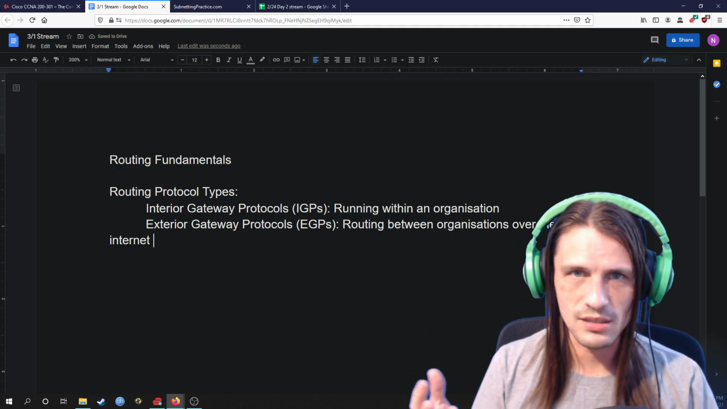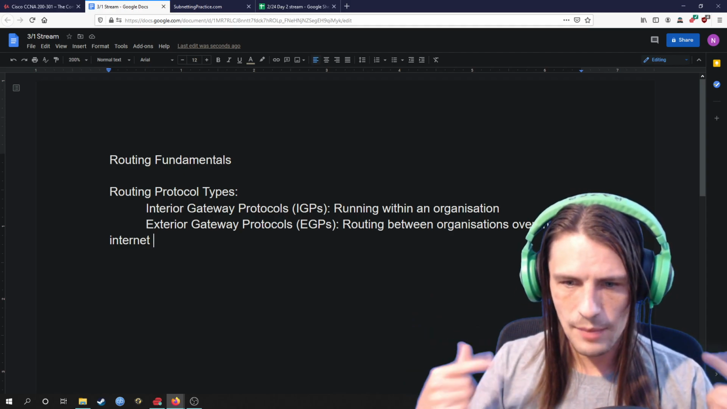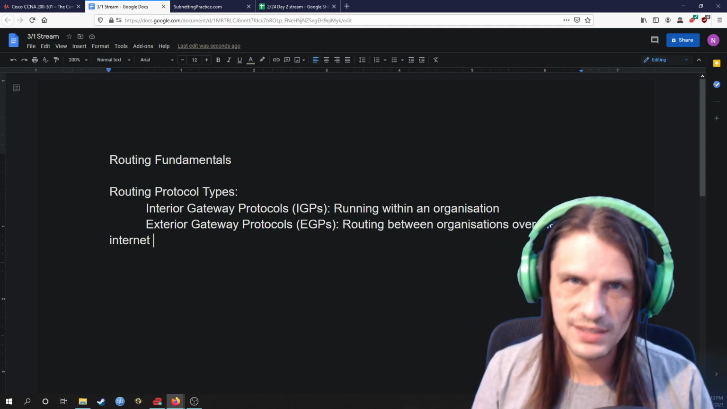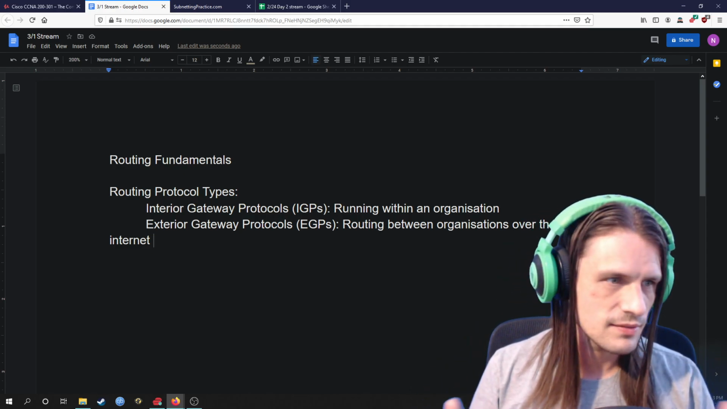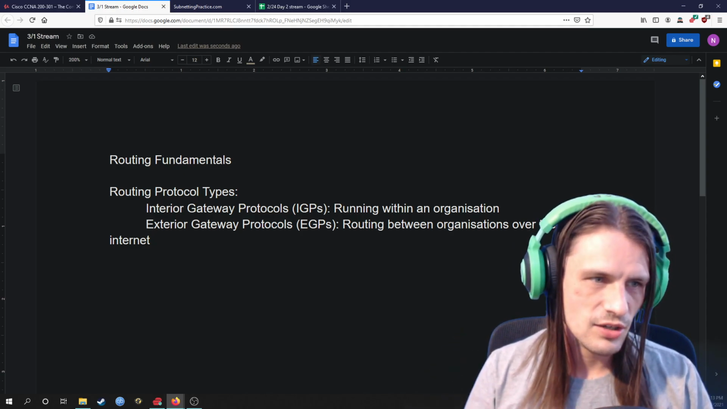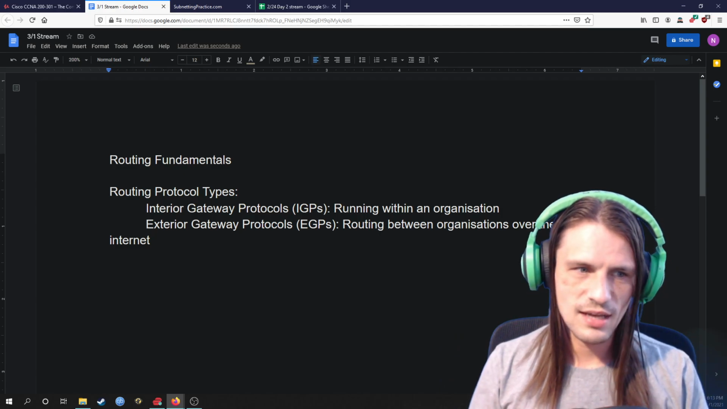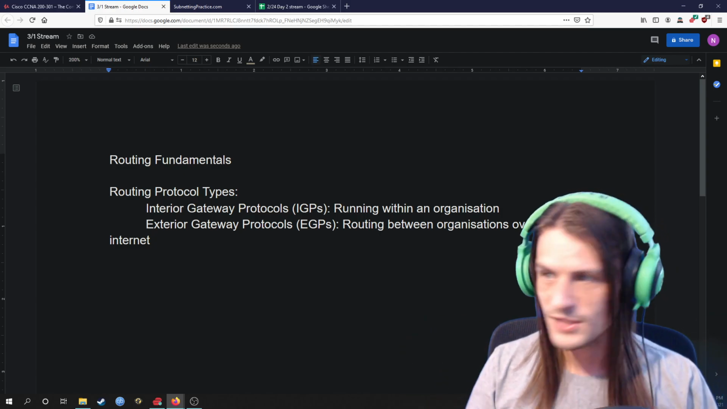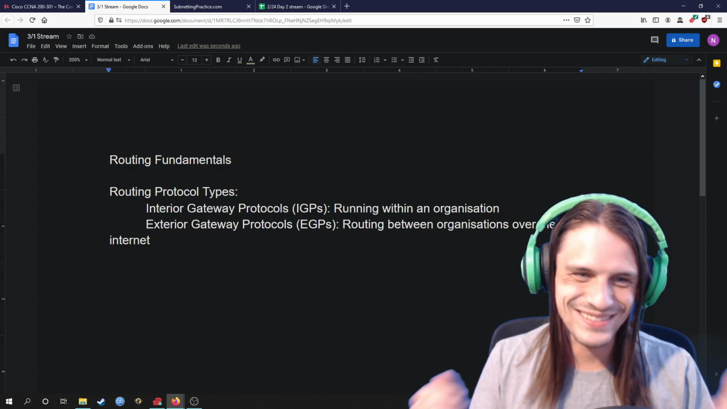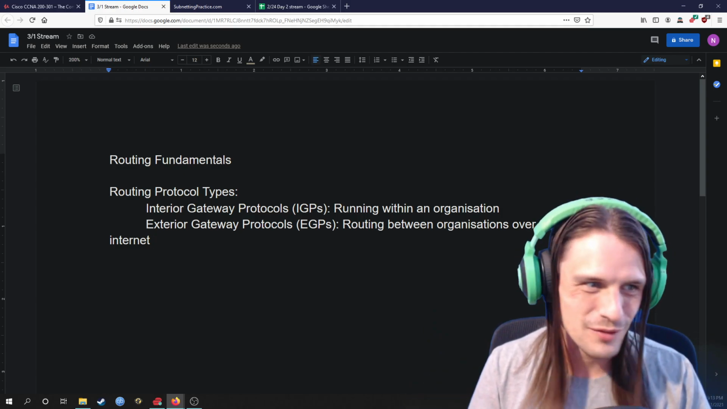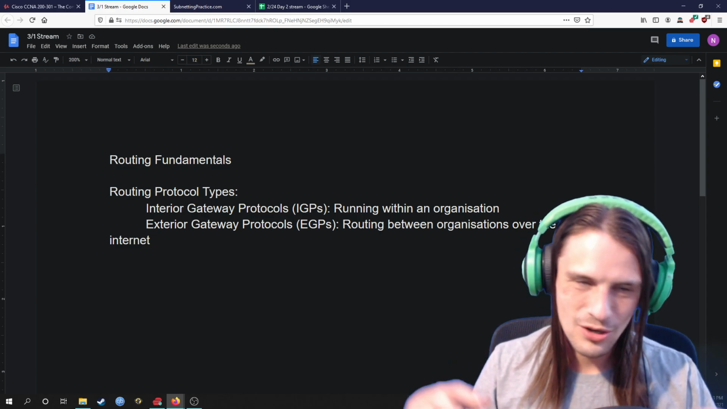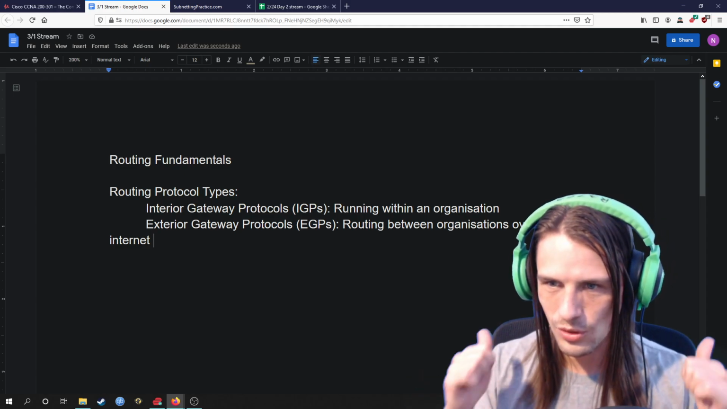That's pretty easy to wrap your brain around and not have to spend a lot of time making that connection. It's in the name, right? Interior gateway protocols, we're running it within the organization. Exterior gateway protocols, it's outside of the organization. If it's outside the organization, it's on the internet, right? So it's running over the internet. If it's running over the internet, it's exterior. It's outside your organization's control. Interior, within your organization's control. Awesome.